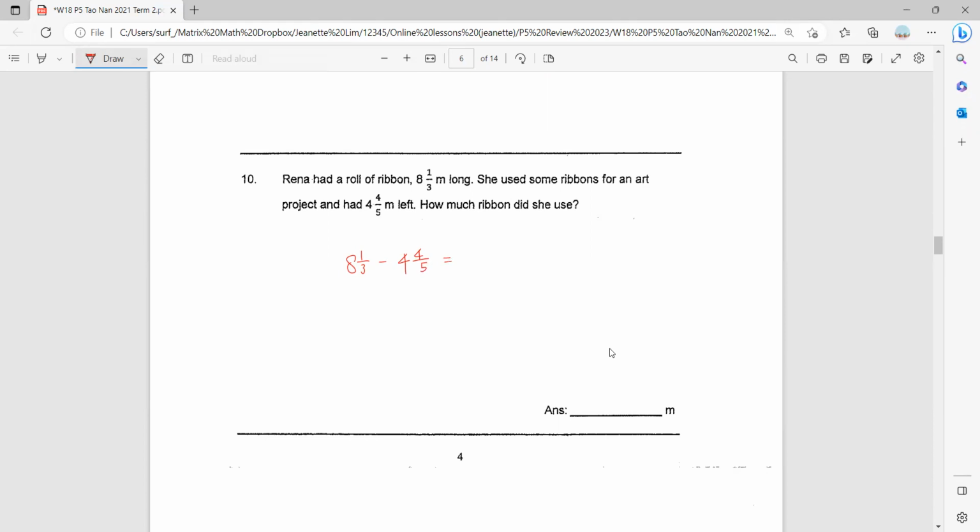Okay, so first change the denominator to the same number, which is over 15. So the first one is times 5. Second one times 3. So this is 12. Now, 8 can minus 4, but 5 cannot minus 12. The fraction cannot minus. So what we need to do is convert one whole, change it to 15 over 15. So I'm left with 7 wholes. 15 over 15 plus this 5 over 15 gives us 20 over 15.